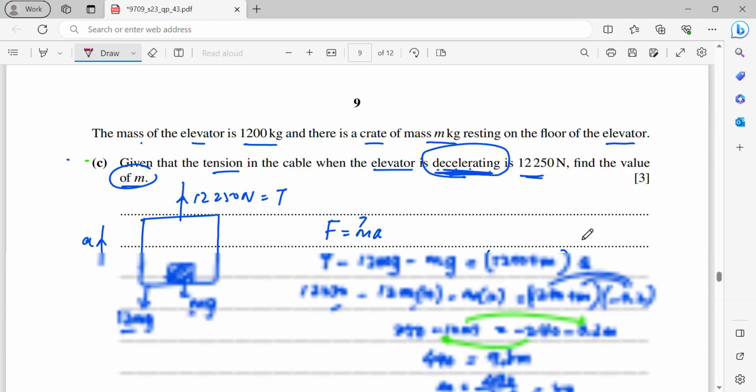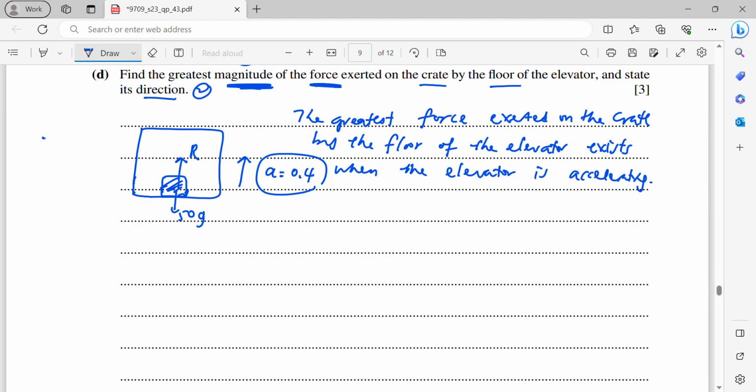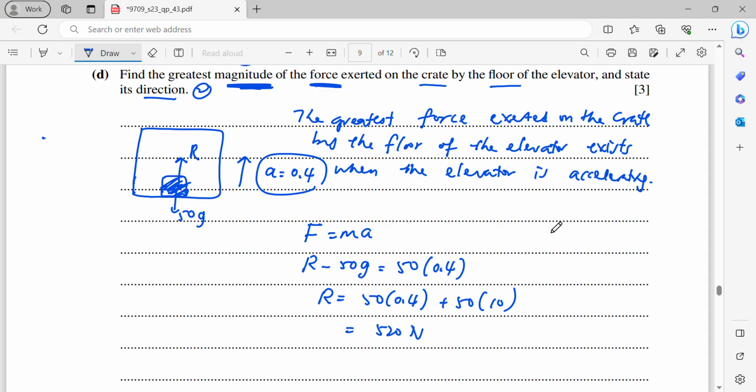Okay, so now again we use F equals to ma to solve this question. Since your a is going upwards, means that R minus 50g, which is a weight, equals to 50 times 0.4 because we just look at the crate here. Alright, so your R is going to be 50 times 0.4 plus 50g. g is 10. That means you are getting 520 Newton. So that's why the greatest magnitude of force equals to 520 N. That is the R.